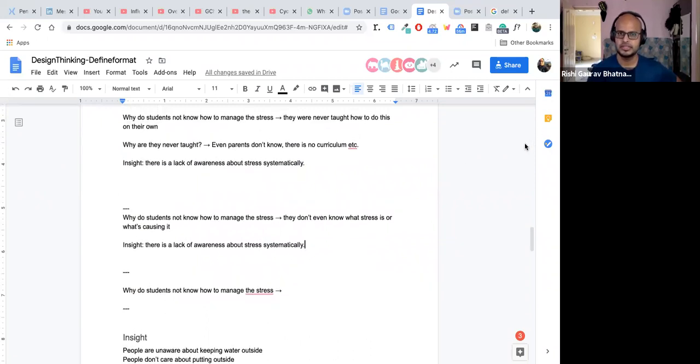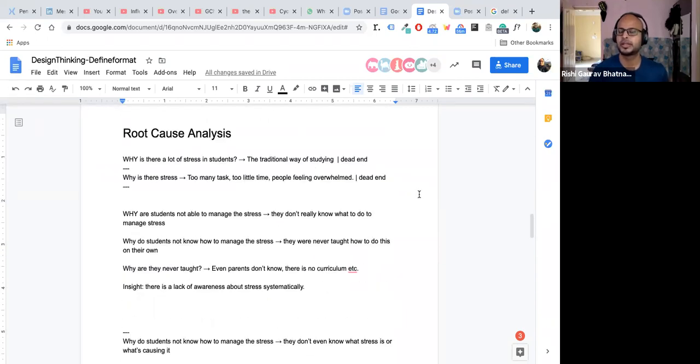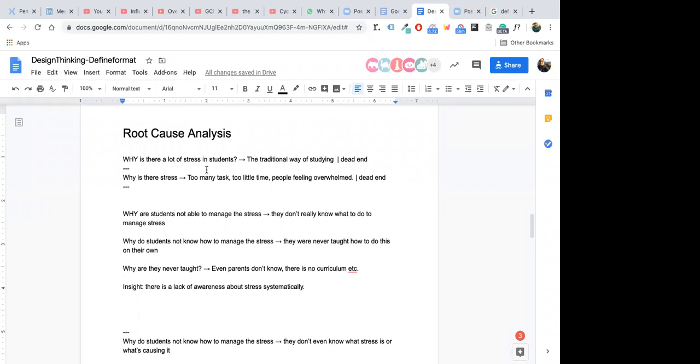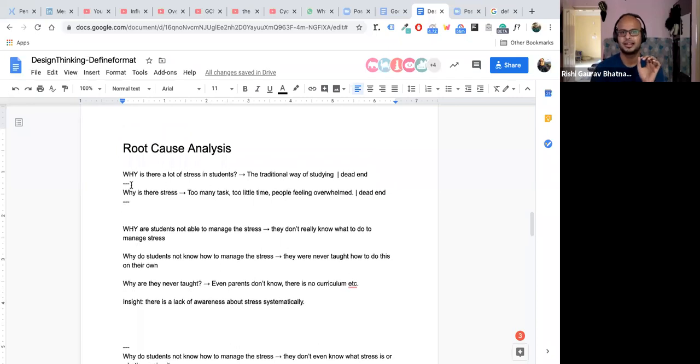Okay, no further questions. I'm just going to quickly recap what I'm doing in root cause analysis and how to do it right versus wrong. Sometimes when we are trying to answer a why, that why may not really be the right why. Why is there a lot of stress in students? Traditional way of studying. It's a dead end. Can we solve for this? It's a systematic problem. We will not go ahead with it. Why is there stress? Too many tasks, too little time.